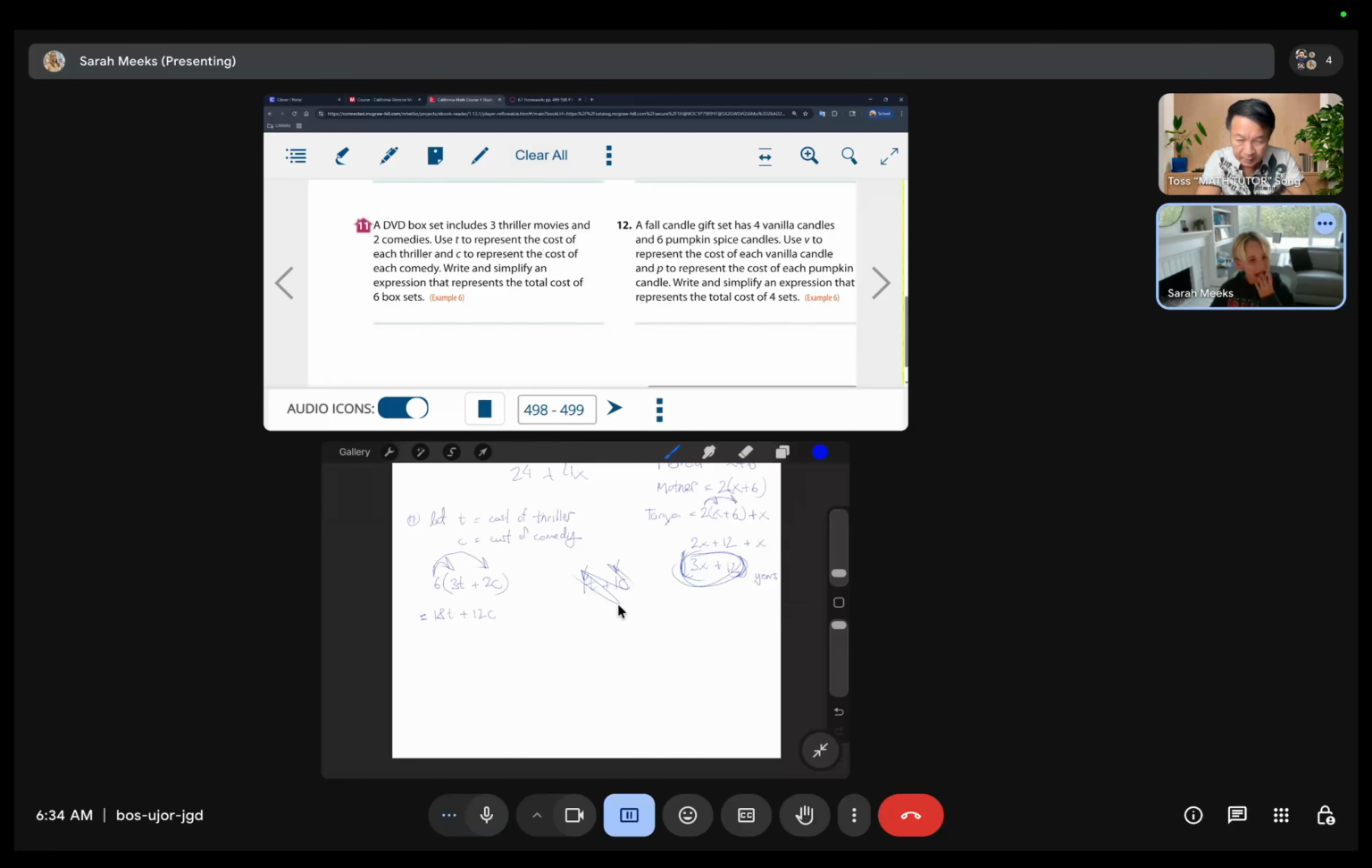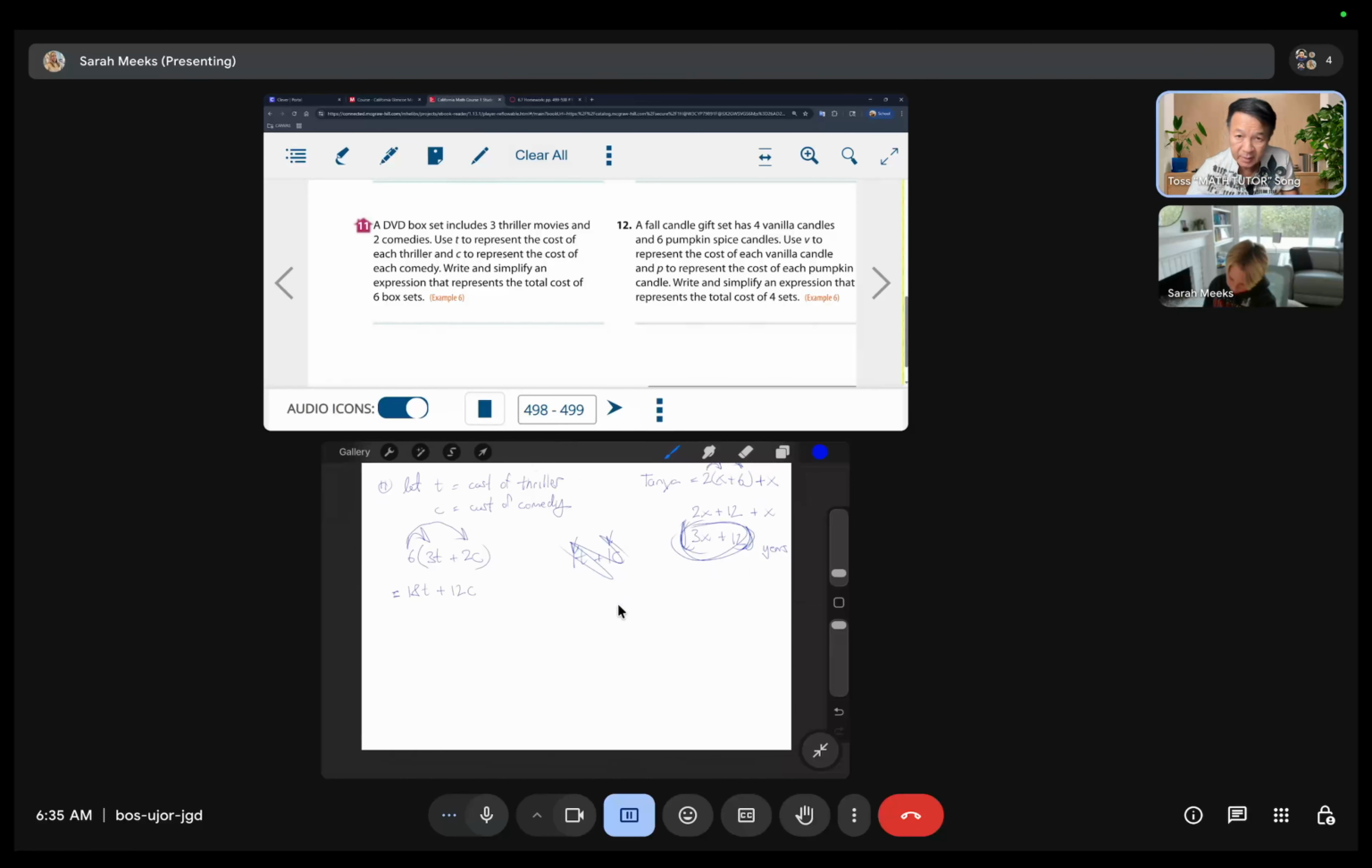Okay. All right. Number 12. A candle gift set has 4 vanilla candles and 6 pumpkin spice candles. Kind of keep that in mind. There are 4 vanilla candles and 6 pumpkin spice candles. Use V to represent the cost of each vanilla candle, and P represents the cost for each pumpkin candle. Write and simplify an expression that represents a total cost for four sets. Okay, similar idea.